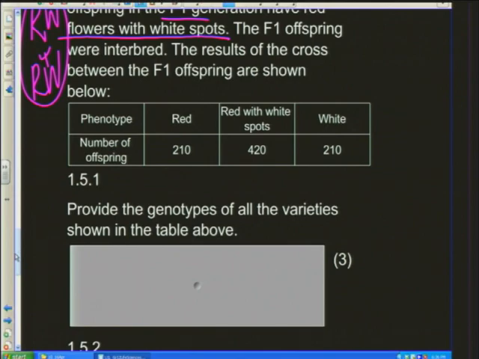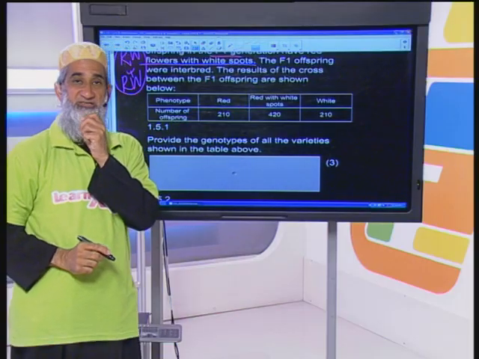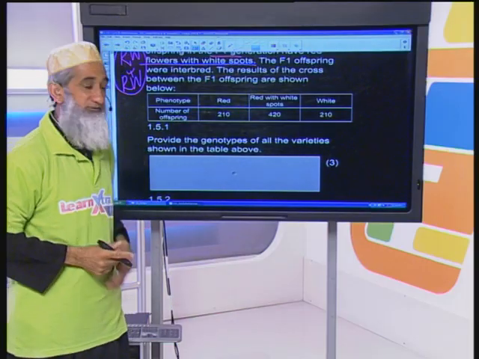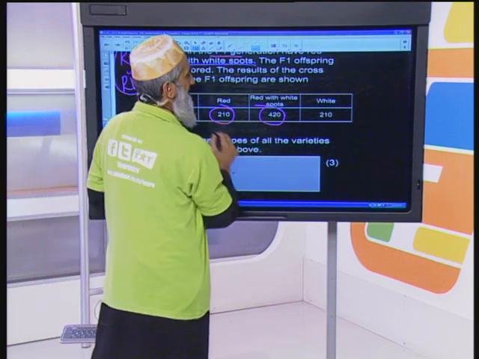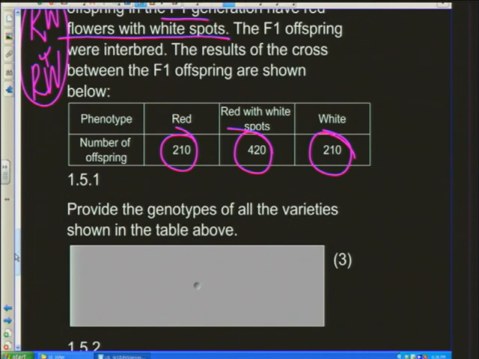Now they're giving you numbers. Now they're confusing us here. They're saying there were 210, 420, and 210 white. Already just by those numbers, you can see that that's 1 is to 1, and that's times 2. 420, 210 times 2 gives you that. So your ratio is 1 is to 2 is to 1.